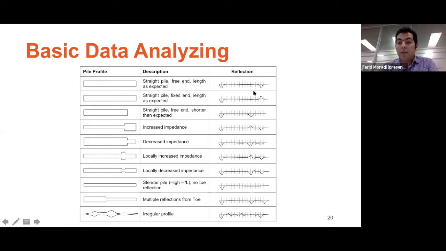But what's the difference between them? As you know, the impedance is equal to the modulus of elasticity multiplied by the cross-sectional area divided by the wave speed. Strong rock has a higher modulus of elasticity compared to the concrete. Because of the increase in impedance from concrete to rock, your peak switches from the negative peak to the positive peak. It helps you to understand at least whether your pile end is a free end or stands on rock.